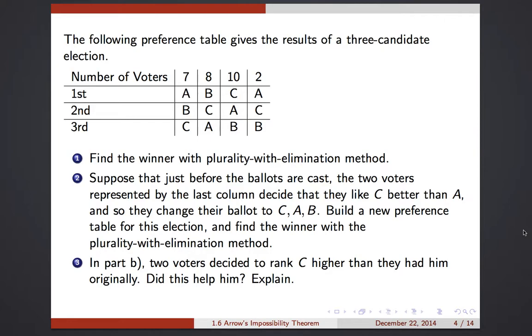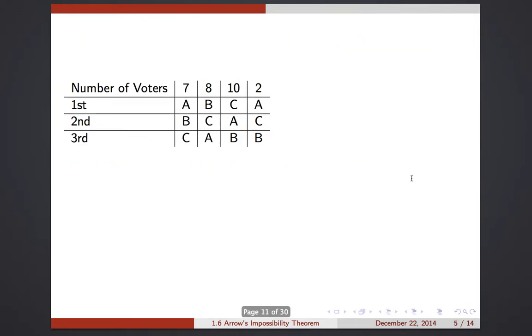Okay, so let's play with these criteria a little bit. So let's first do this question. Here's a 3-candidate election. Let's find the winner with plurality with elimination. And then let's see what happens when the last 2 voters change their mind and decide to rank C higher. That's what this is saying. So they like C better than A. They change their ballot to CAB rather than ACB. Let's build a new preference table for that and find the winner. And let's see if moving C up in the rankings helped him or not.